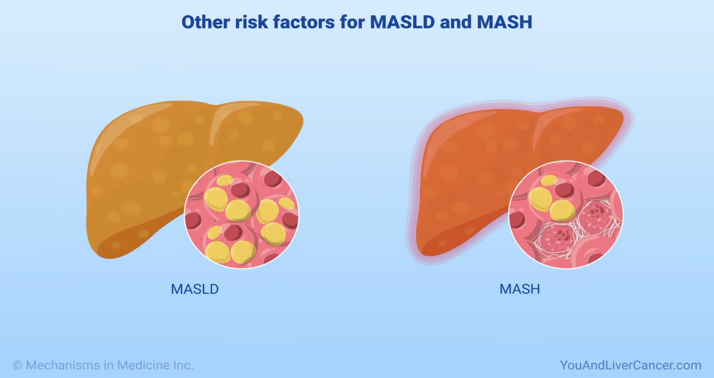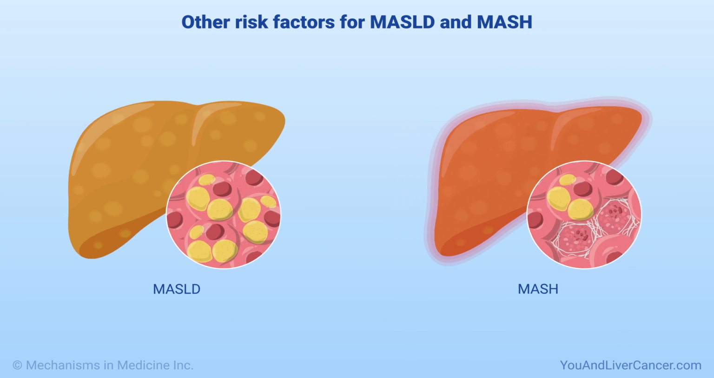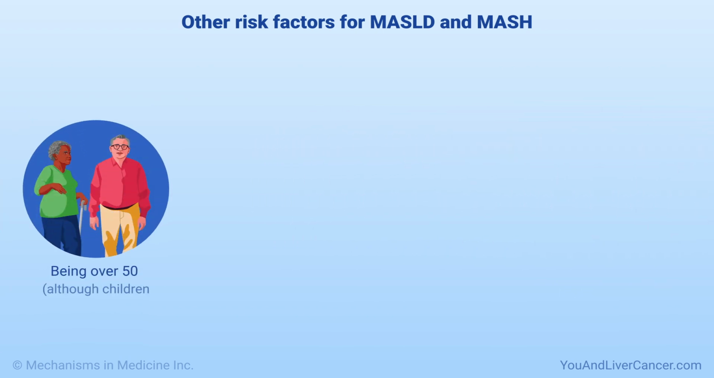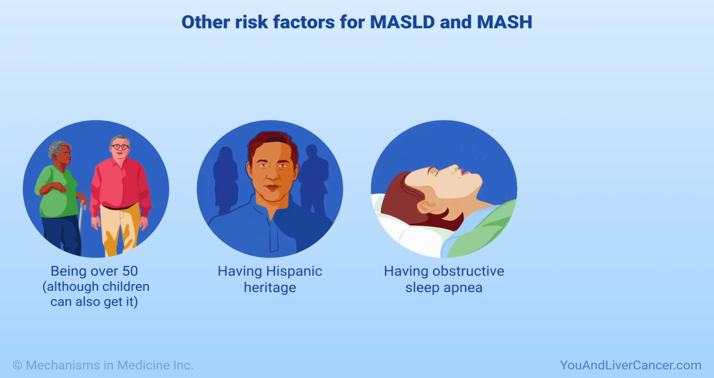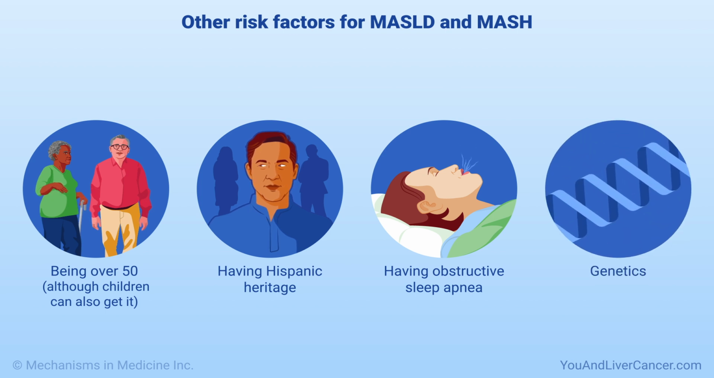Other risk factors for MASLD and potentially MASH include being over 50, although children can also get it, having Hispanic heritage, and having obstructive sleep apnea. Not everyone with MASLD develops MASH. Genetics may play a part in why some people do and others don't.